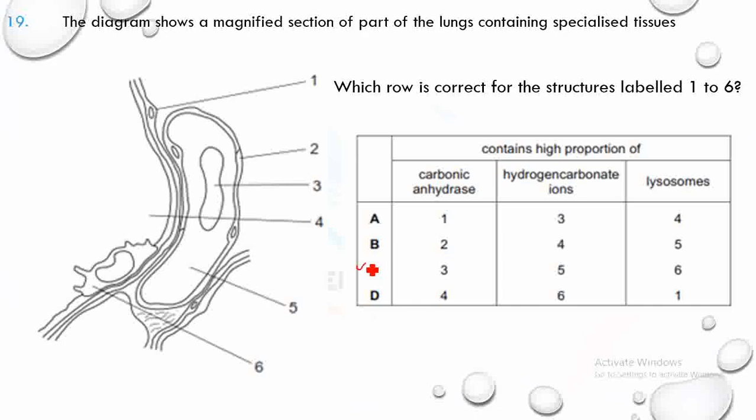If you want to confirm, hydrogen carbonate ions diffuse into the plasma. This is plasma, 5. Now lysosomes are found in this monocyte. Can you see? This is a monocyte. The nucleus is kidney shaped. Alright, the answer is C.